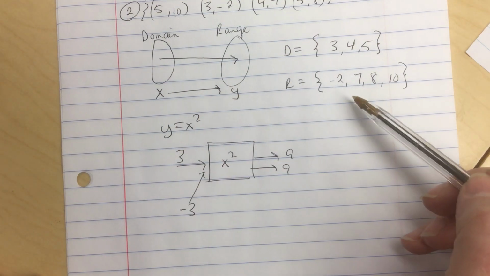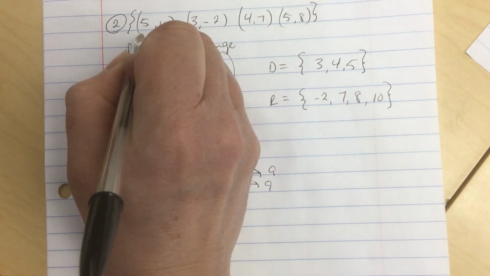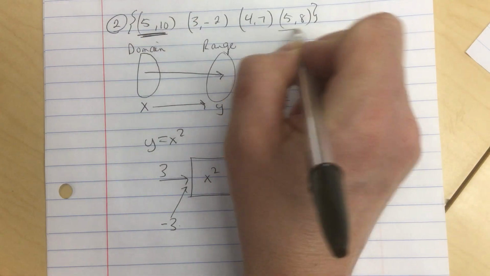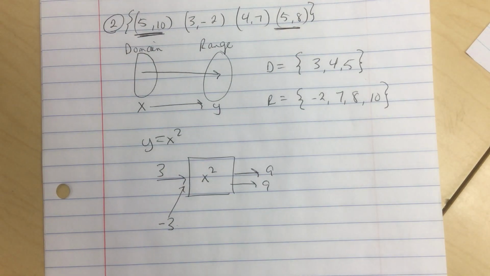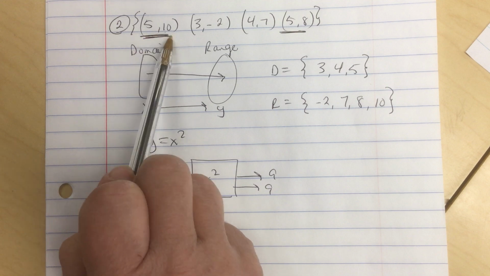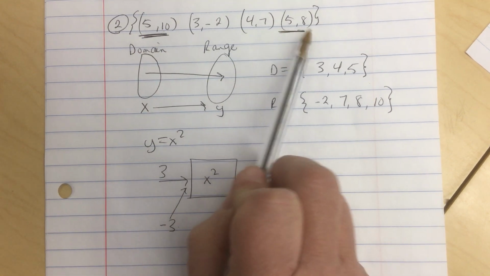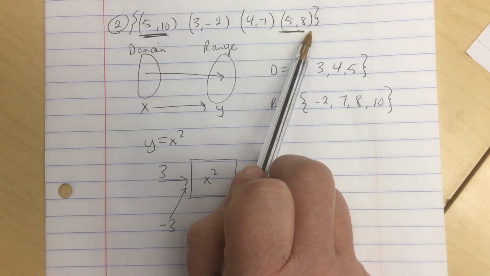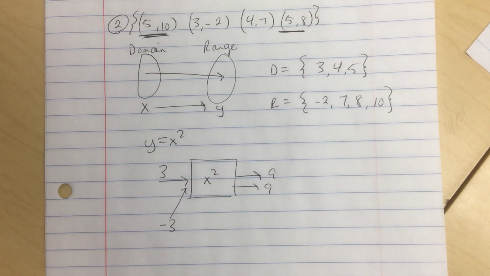So this particular thing is not a function because 5 gives me 10 and 5 also gives me 8. I have 2 different answers to the same question. So this is not a function. So you can't have 2 x's that are the same give you a different y? Correct. Because what's the partner of 5? 10. What's the partner of 5? 8. That's 2 different answers to the same question.